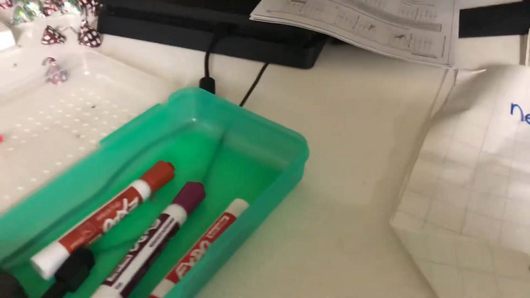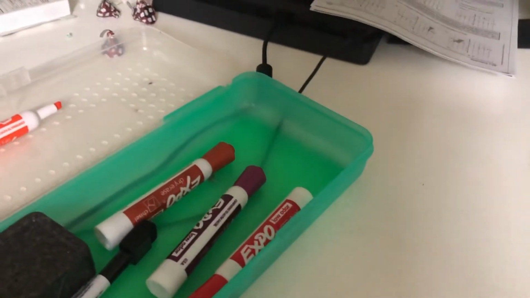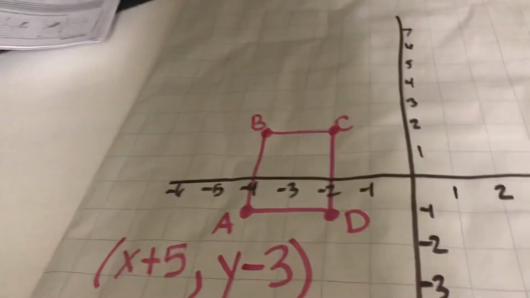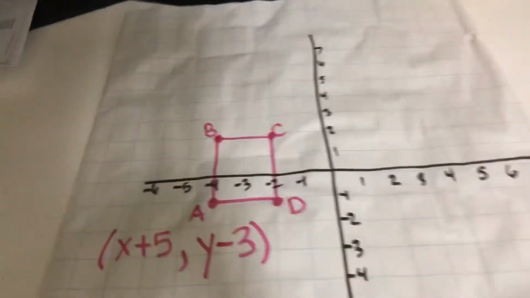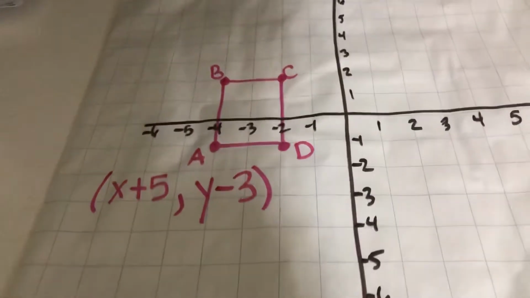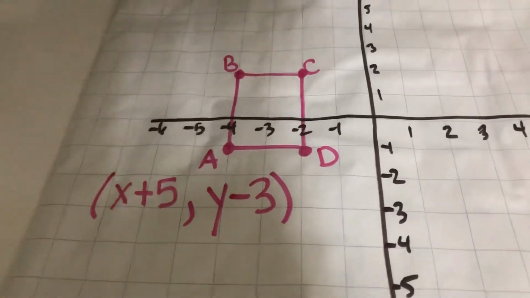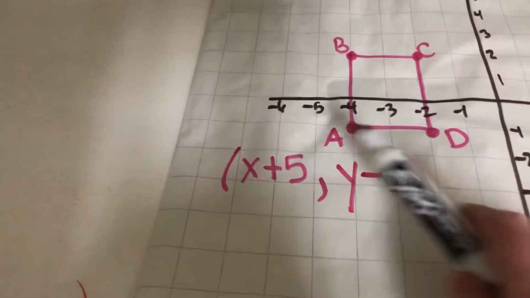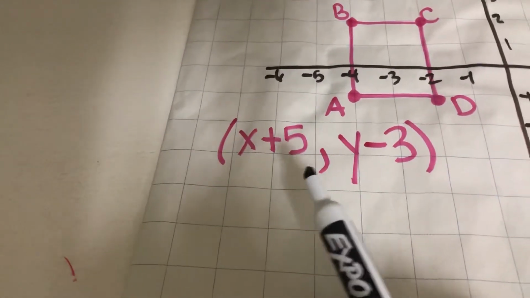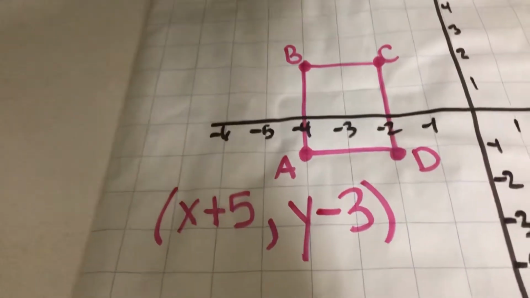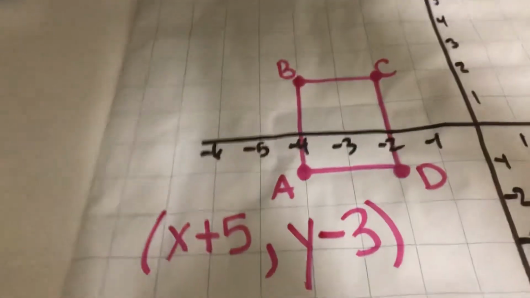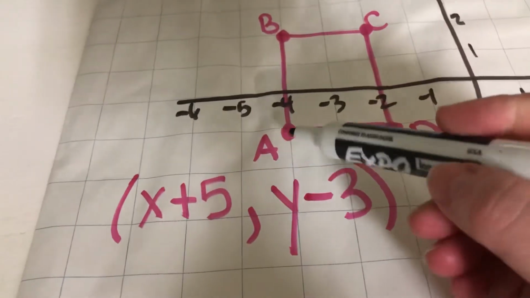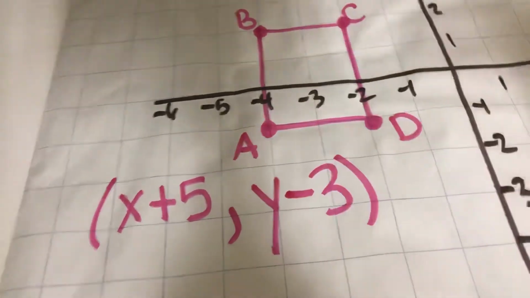All right, one more question, I believe. There it is. One more question. All right, I have a lovely looking rectangle here. I have my points labeled A, B, C, D, and I have my algebraic formula here of x plus 5, y minus 3. All right, so if we're going to take a look at this, here's my original A point.